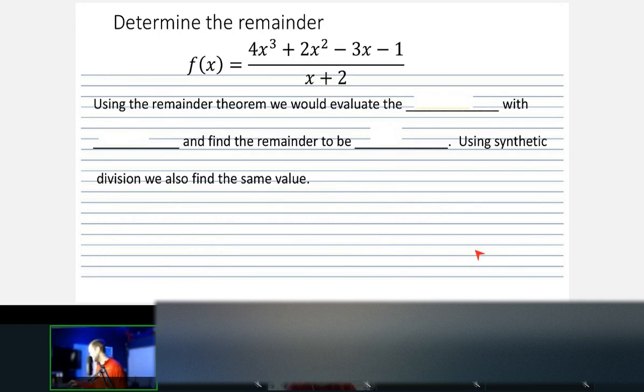All right, let's go to 14. We got about 13 minutes left. Got to hurry up. We're almost done.